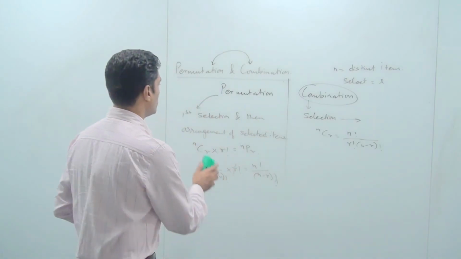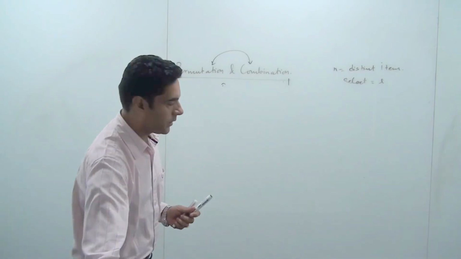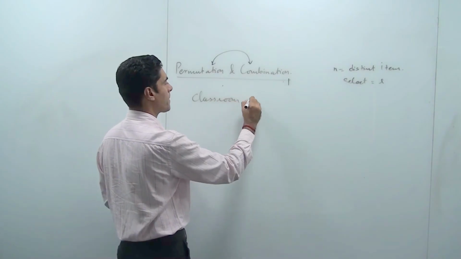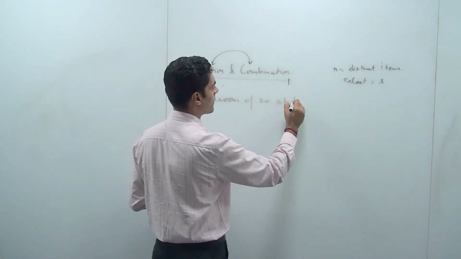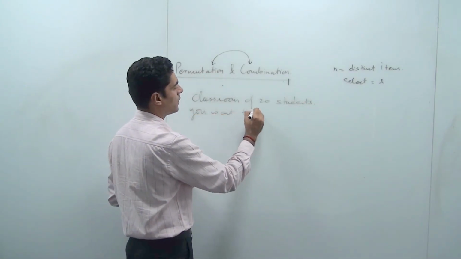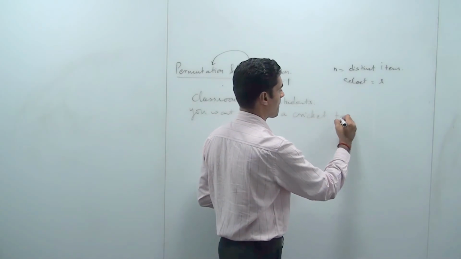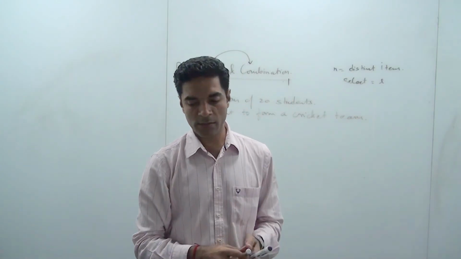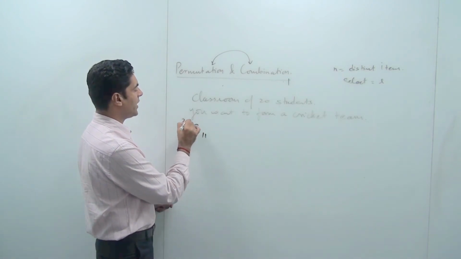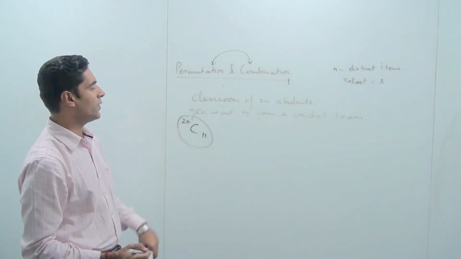Let's take a small example. Let's say from a classroom of 20 students, you want to form a cricket team of 11 players. In how many ways can this be done? It is a simple case of selection of 11 out of 20, which can be done in 20C11 ways.